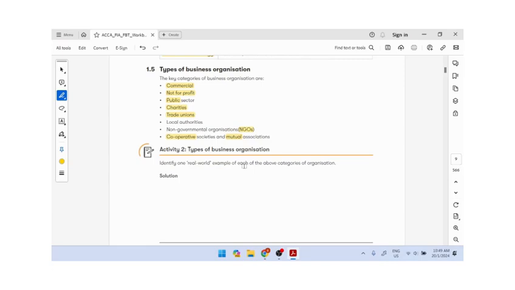What is koperasi? Who runs the koperasi? Actually, a cooperative is made up of those who are the producers, for example, the farmers.